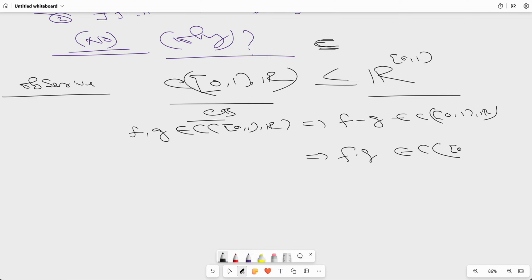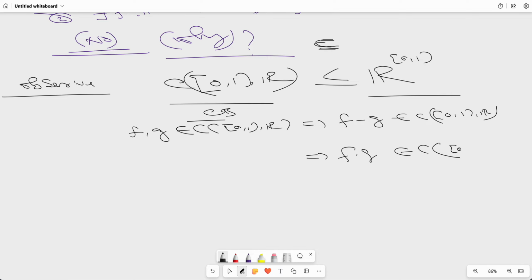Suppose you have a function f from [0,1] to R, x goes to x, the identity map. f is a function in C([0,1], R). This is a continuous function, right? The identity map is continuous. And this is already contained in R^[0,1], right? Okay, so f is in C[0,1].